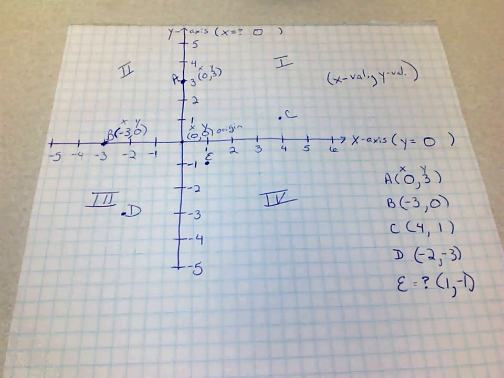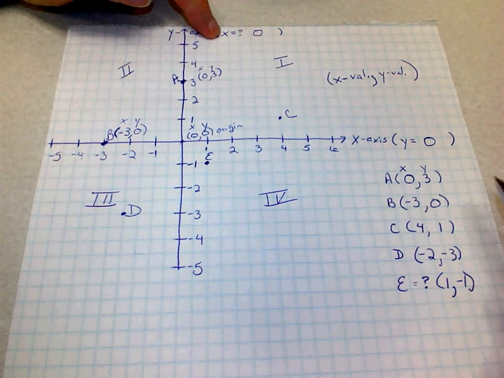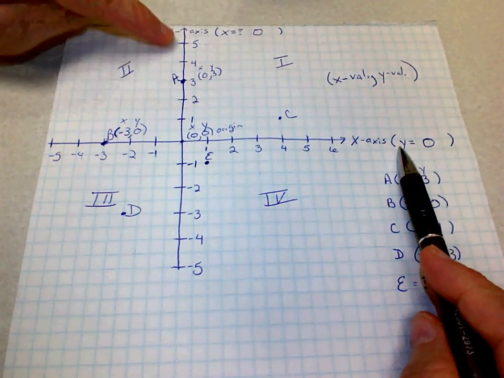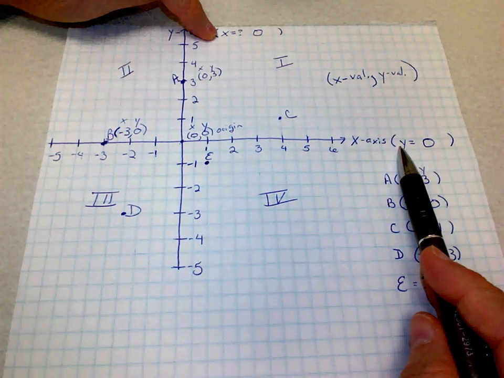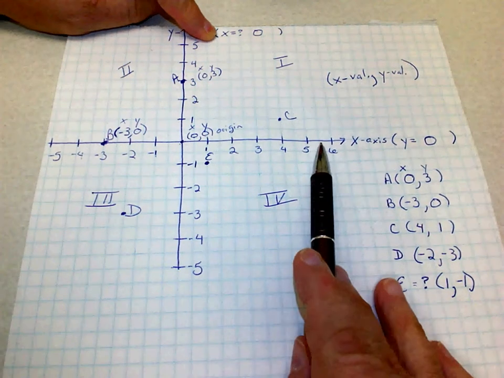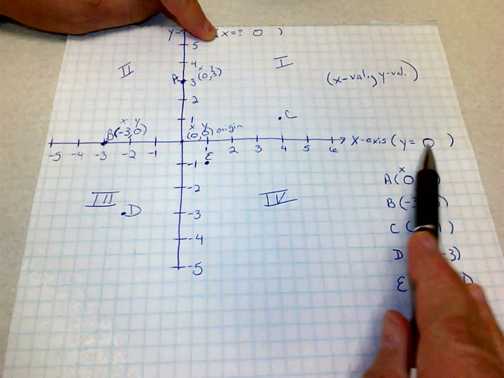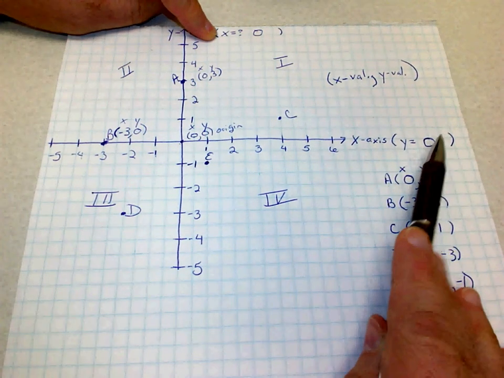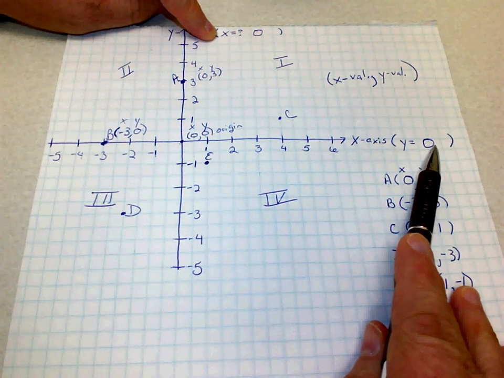And I just want to warn you that this information right here: on the y-axis, x is always 0. On the x-axis, y is always 0. This is a very big, fat, hairy deal, and it keeps coming back and coming back and coming back. So the quicker you learn it, the better off you're going to be.